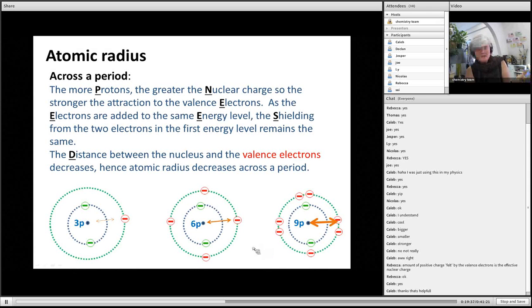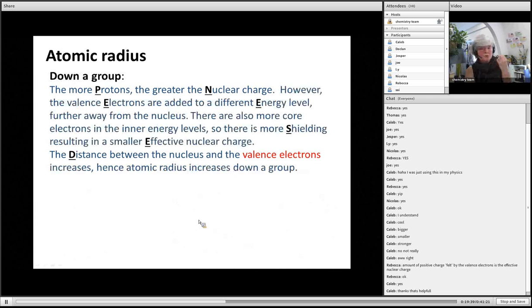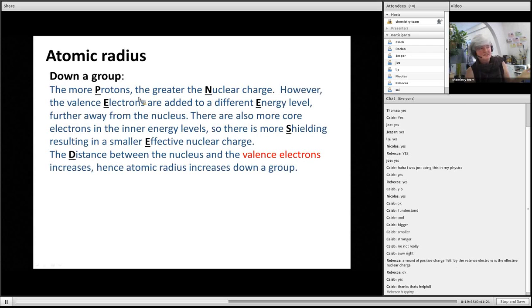If you go down a group, this is now when you're talking about the extra energy levels. So the more protons, the greater the nuclear charge. Okay, so you don't have to say that every single time. If you've said that under the period change, then you don't have to say it again under a group. You just simply say there's going to be increasing nuclear charge.